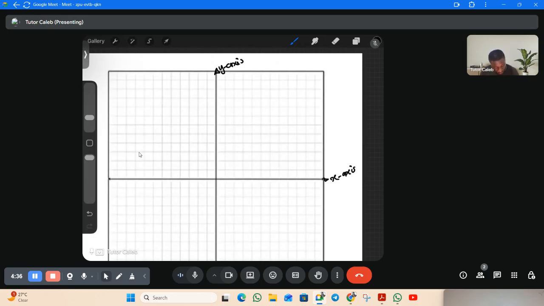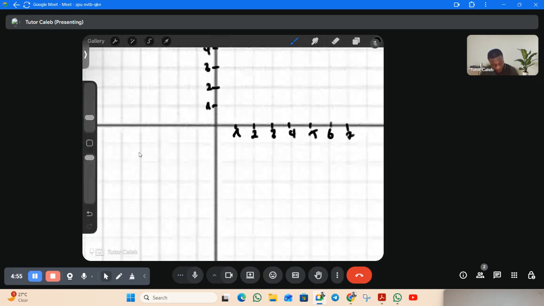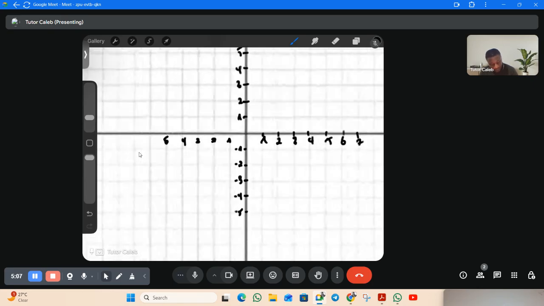So we'll have here 1, 2, 3, 4, 5, 6, 7. 1, 2, 3, 4, 5, 6, 7. Okay. Then we have 1, 2, 3, 4, 5. This is the negative axis of y. 1, 2, 3, 4, 5. All this is negative.